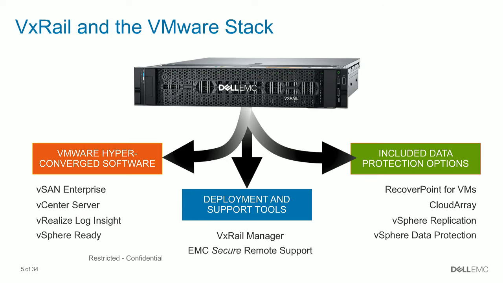So when you deploy your VxRail appliance and your cluster is up and running, you have your vCenter up and running, your vCenter instance, whether it's on the actual cluster itself or an external one. And you also have vRealize Log Insight there that you can leverage, or choose not to if you have some product that you're already using. So the deployment tools, and we'll speak a little bit about this later: we have VxRail Manager and EMC Secure Remote Support. And then with regards to data protection options: RecoverPoint for VMs, CloudArray, vSphere Data Protection, and vSphere Replication.